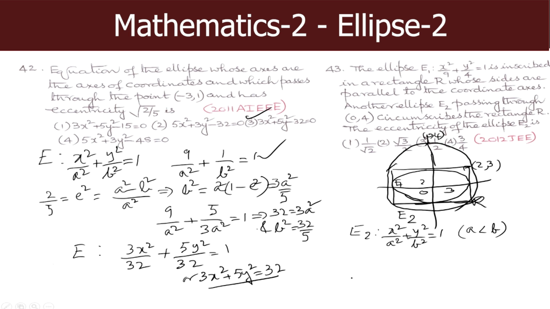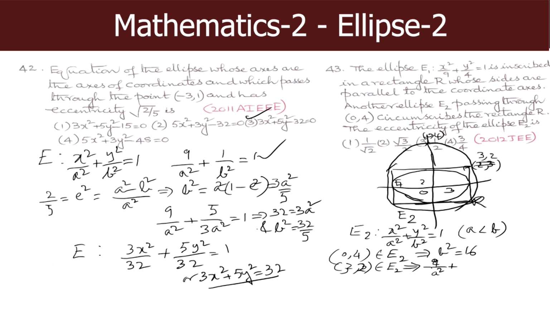Now, you see this E2 contains both points (0, 4), which implies b square equal to 16, and then (3, 2) belongs to E2, which implies 4 by a square... (2, 3), yes. No, (3, 2). X coordinate 3 and y coordinate 2. So, (3, 2).